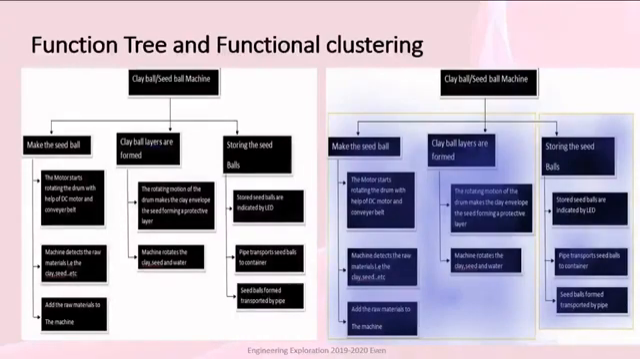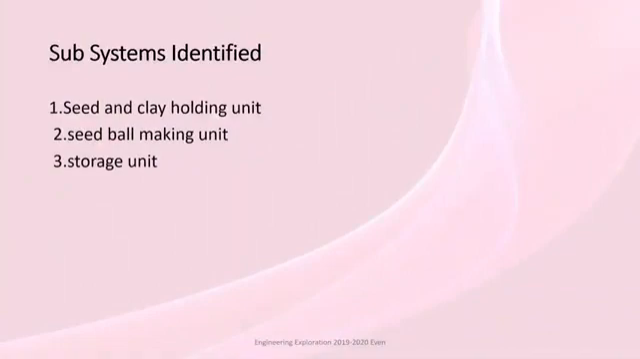And in our next picture, we have the functional clustering where the preparation of the seed balls and the formation of the clay ball layer is grouped into one cluster, and the storing of the seed balls is grouped into another cluster. There are 3 subsystems identified in our course project. First is the seed and clay holding unit, second is the seed ball making unit, and the third is the storage unit.